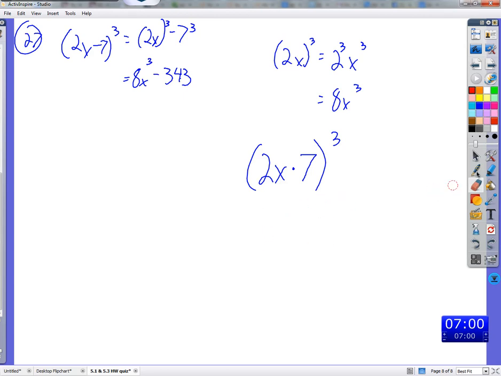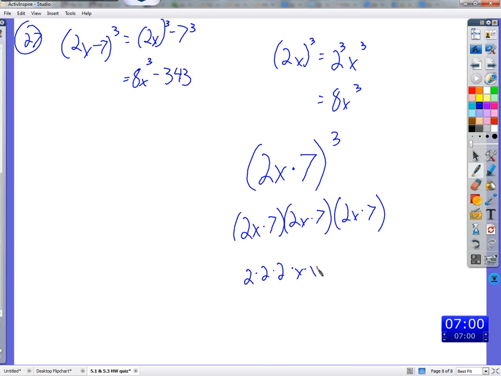The reason why that works out when we're multiplying is, we're going to multiply it by itself 3 times. That's 2x times 7 times 2x times 7 times 2x times 7. But that's just a string of multiplying stuff together. Okay? So we get 2 times 2 times 2, because we can just rearrange the multiplication anywhere we want, times x times x times x, times 7 times 7 times 7. 2 cubed, x cubed, 7 cubed.